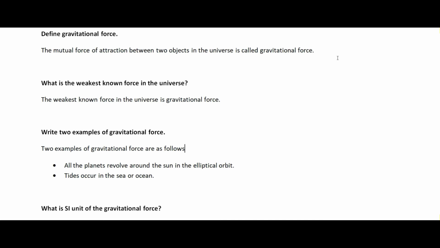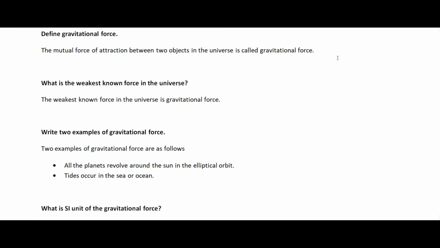It is due to the effect of the gravitational force between the moon and the earth. You know, there is gravitational force between the moon and the earth, and due to the gravitational force of attraction between them, we can see the tides occur in the sea or ocean. And if there is no gravitational force of attraction between the moon and the earth, then tides also cannot occur in the sea or ocean.